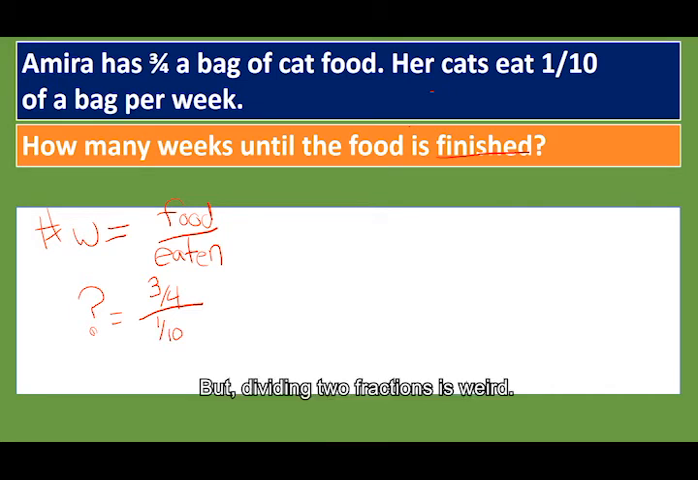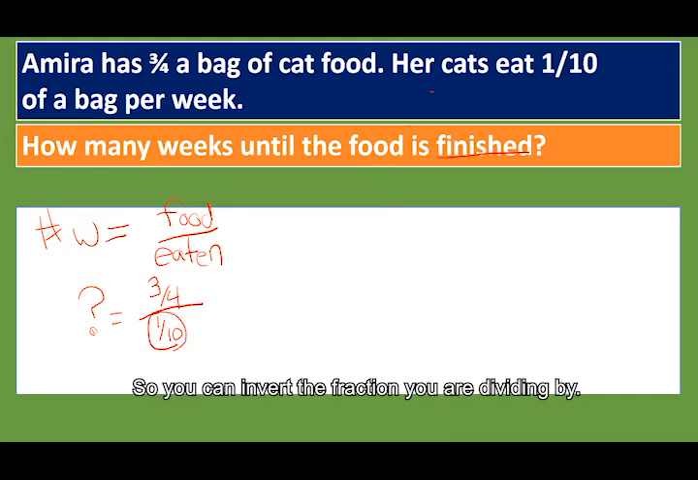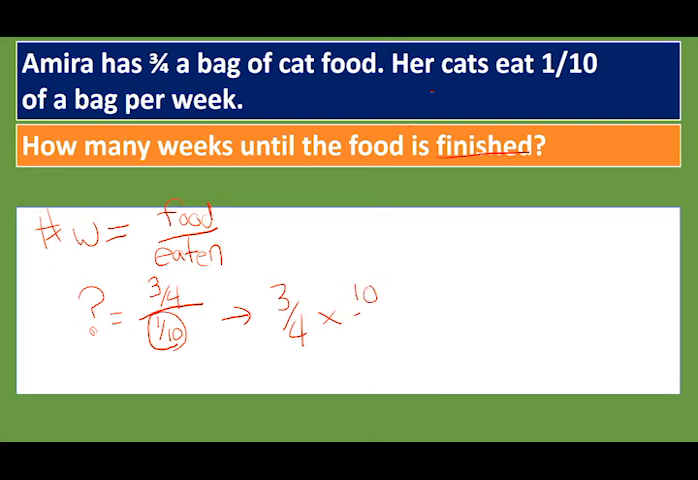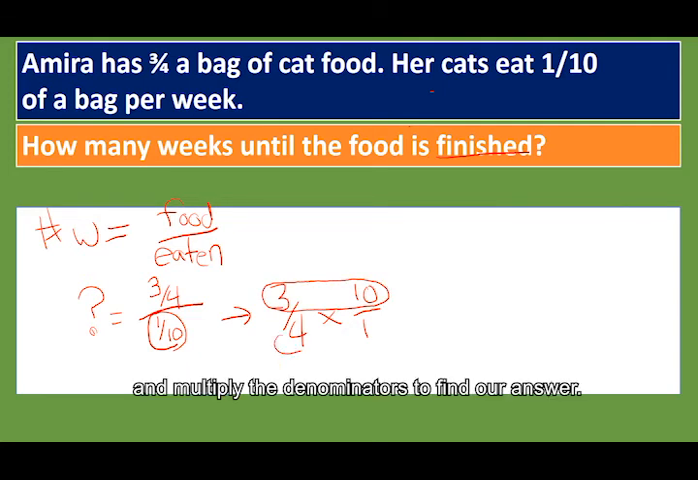But dividing two fractions is weird, so you can invert the fraction you are dividing by. So now we have 3/4 times 10/1. And now it's easy. We can multiply the numerators, remember that word? And multiply the denominators to find our answer.